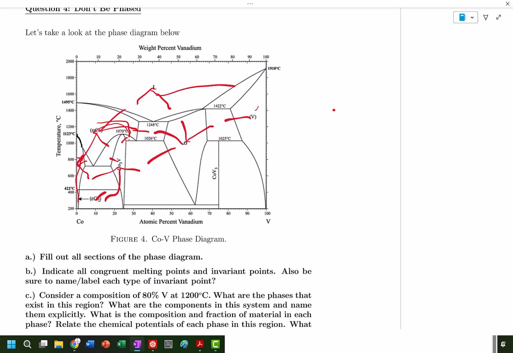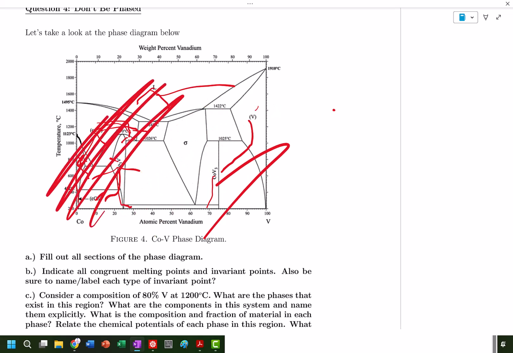This is going to be liquid plus this. This is going to be this plus this plus this. And this is going to be finally this plus this. So nasty, nice and messy, but we've got it.